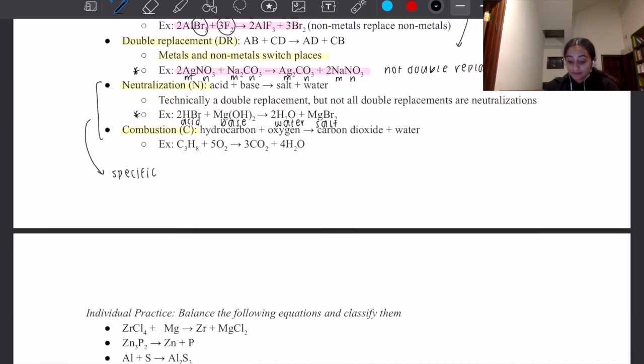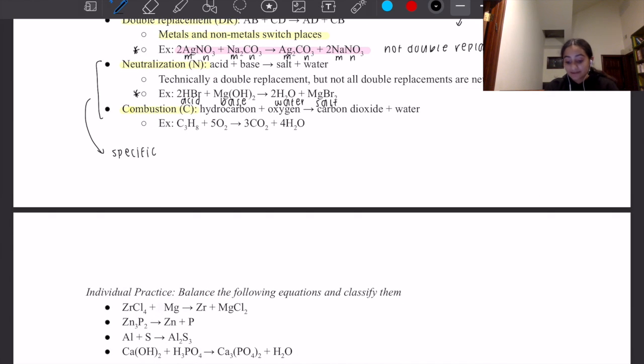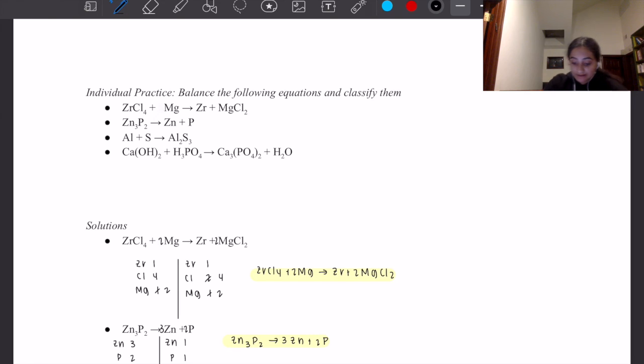So now we're going to do some individual practice: classify these 4 reactions and also balance them. So give this a shot on your own, and then I'm going to go over it. Okay, so let's go over this individual practice.